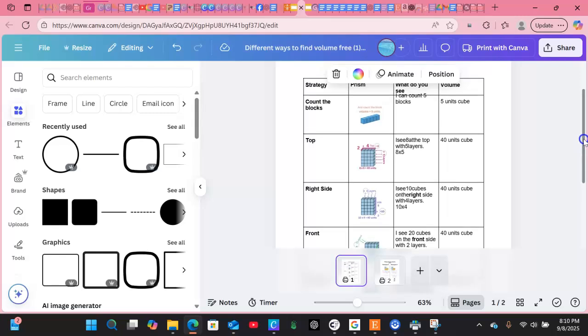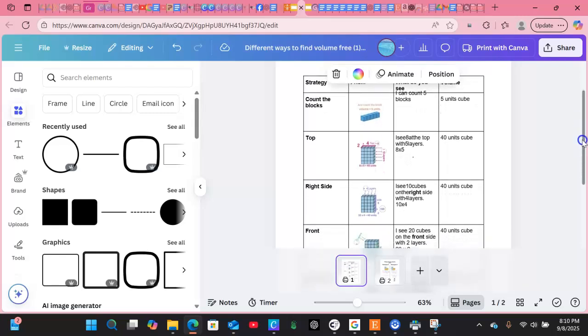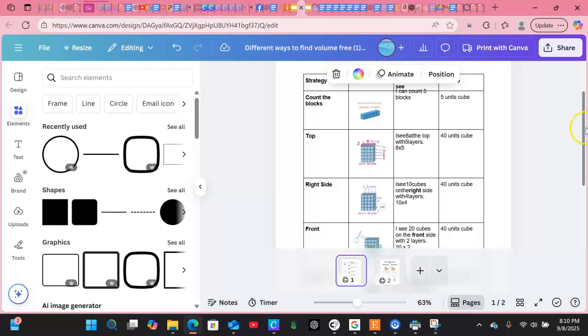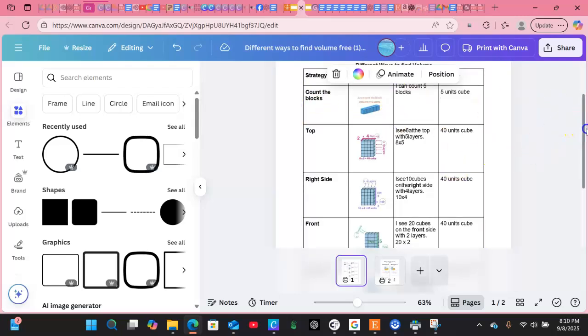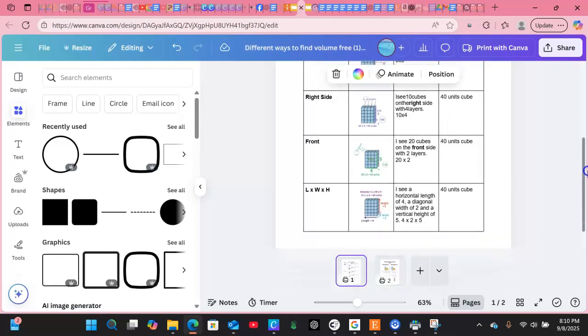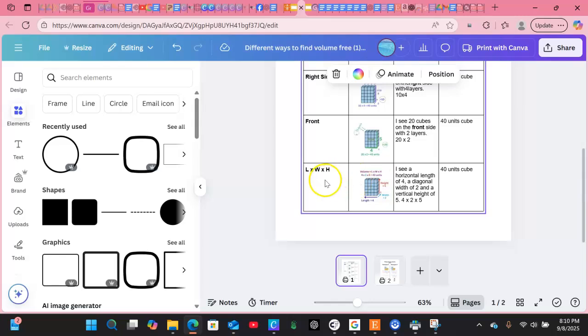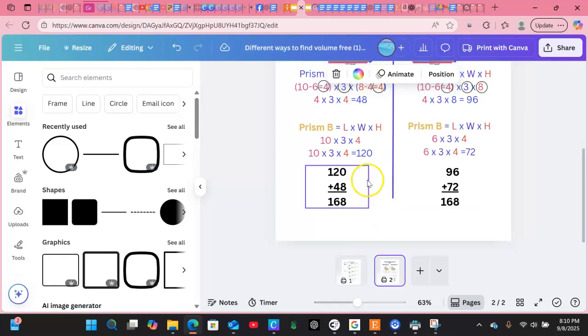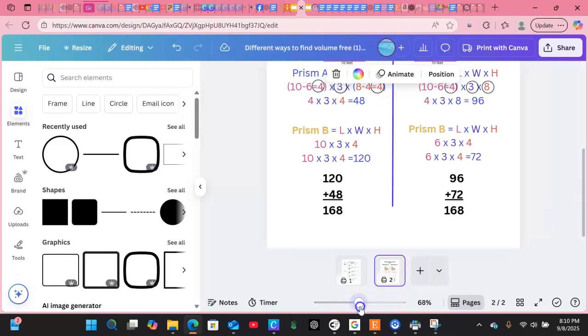So as you can see, we broke down our volume into different parts, where we first started with counting blocks, and then we looked at the top, on the right or the front, and then we counted layers. Then we went into our formula of length times width times height. Now don't get scared. I'm gonna go as slow as I can, but understand that this is timed, so we'll see how well I do with this.